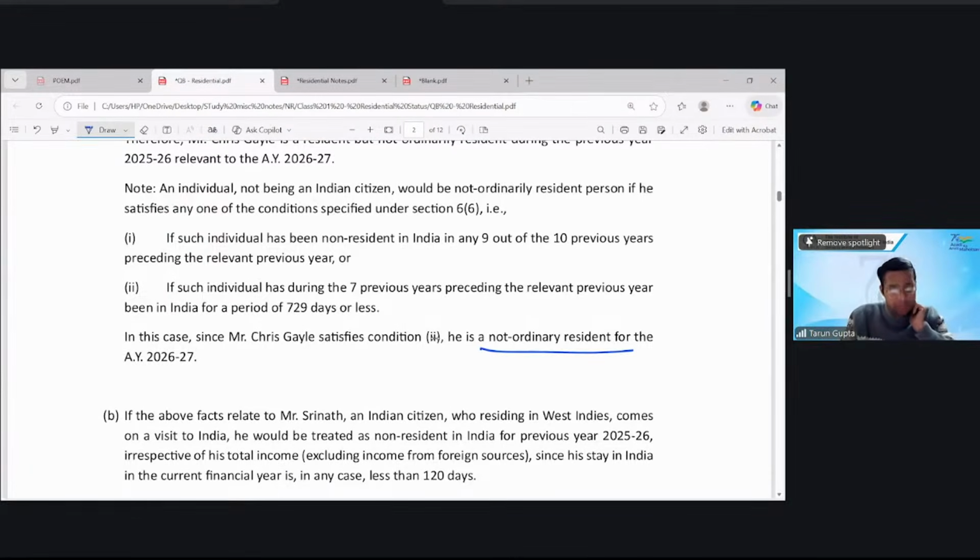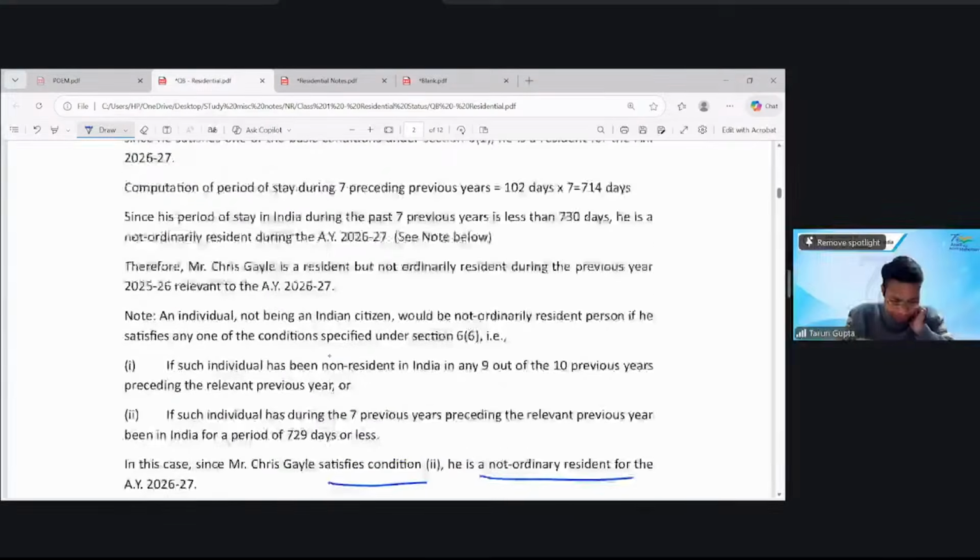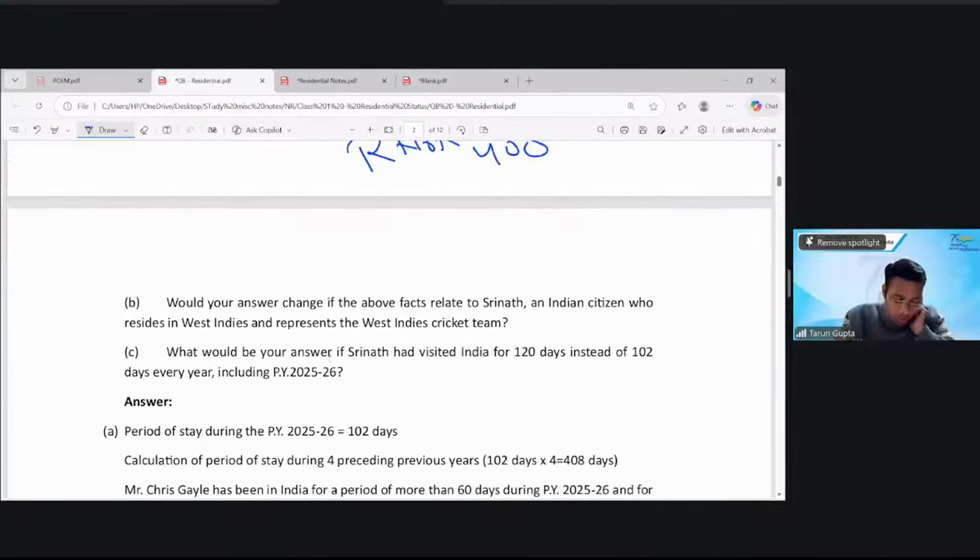He is not an ordinary resident. He satisfies condition number 2. He is not an ordinary resident. Would your answer change if the above facts relate to Srinath, an Indian citizen who resides in West Indies and represents the West Indies cricket team?